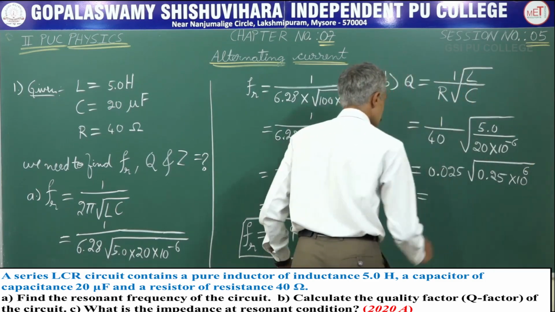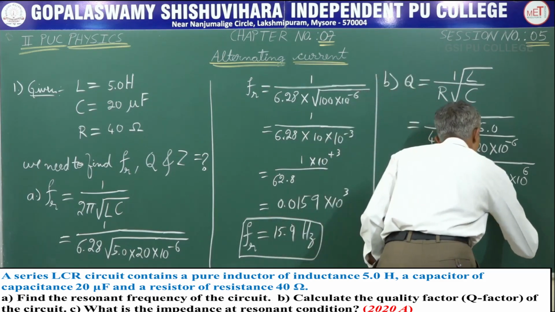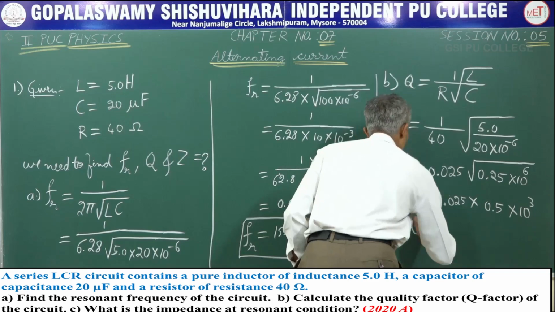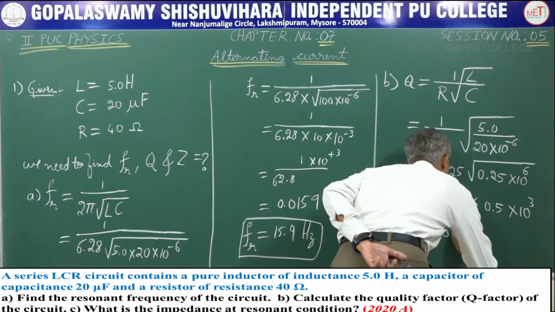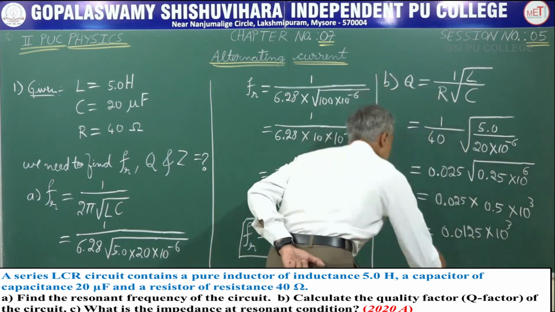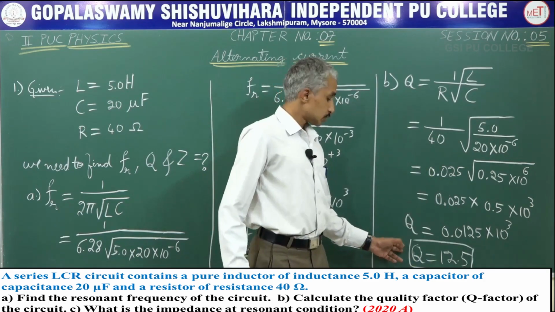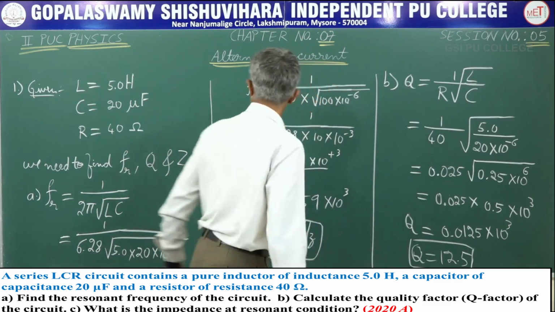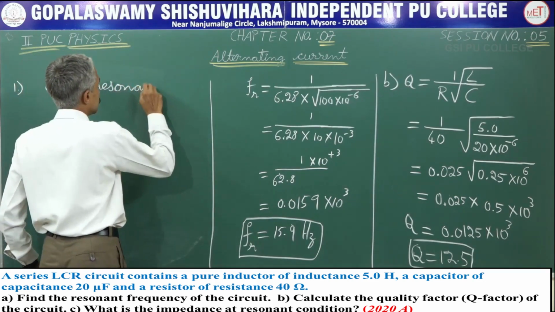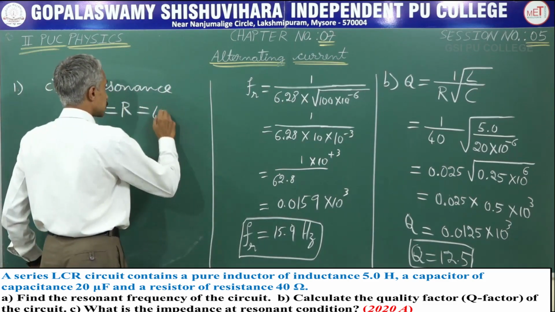So I am going to get this as 0.025 into root of 0.25, we are going to get it as 0.5 into 10 to power of 3. Finally, on simplification, we are going to get the answer as 0.0125 into 10 to the power of 3, which is going to be 12.5. Quality factor is unitless, it is just a number. Finally, we are left with finding the impedance at resonant condition. At resonance, the impedance is going to be equal to the resistance, so that is going to be equal to 40 ohm.